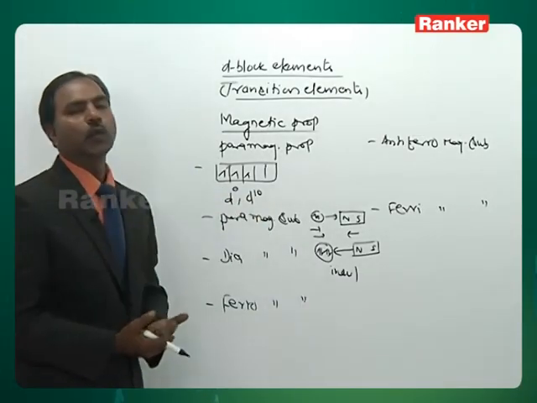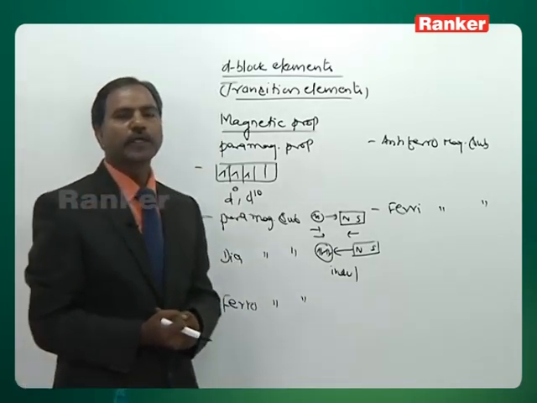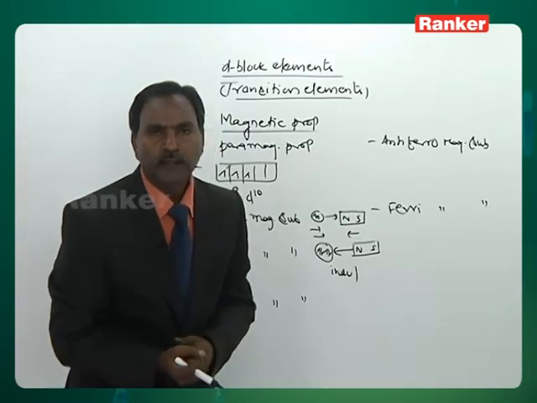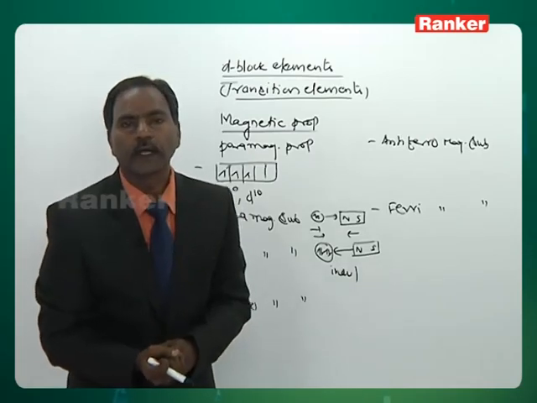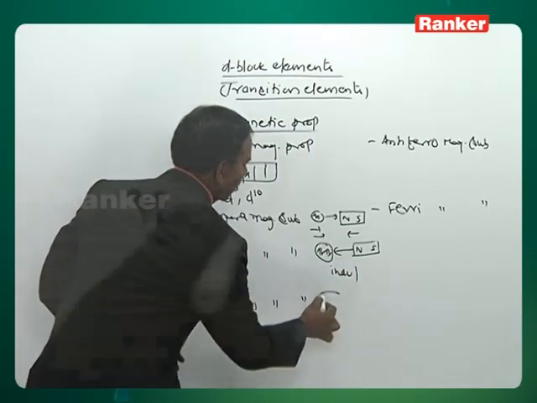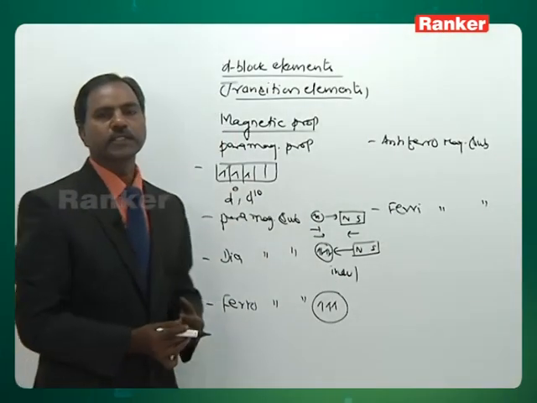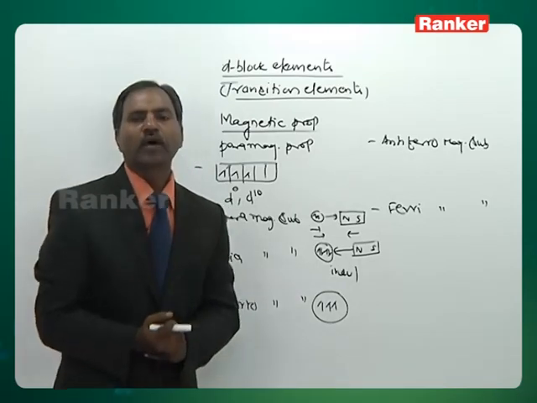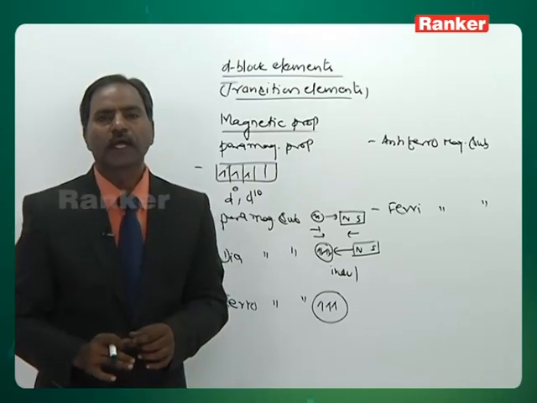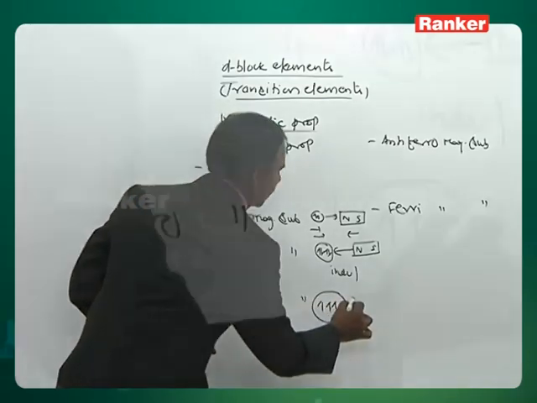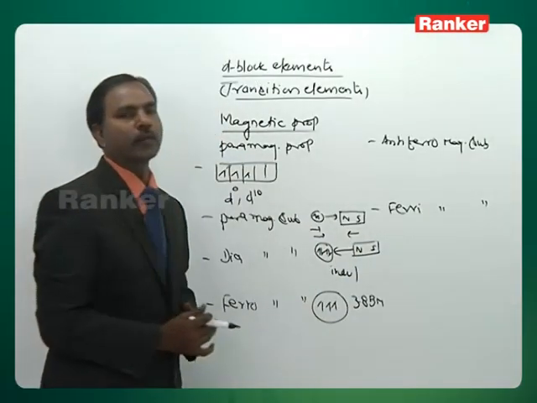Next, coming to ferromagnetic substance. The substance which exhibits a greater magnetic moment than expected from the number of unpaired electrons. Consider a substance which is carrying 3 unpaired electrons. Once it is carrying 3 unpaired electrons, you can expect theoretically a magnetic moment of 3.8, for example, 3.8 Bohr magnetons.